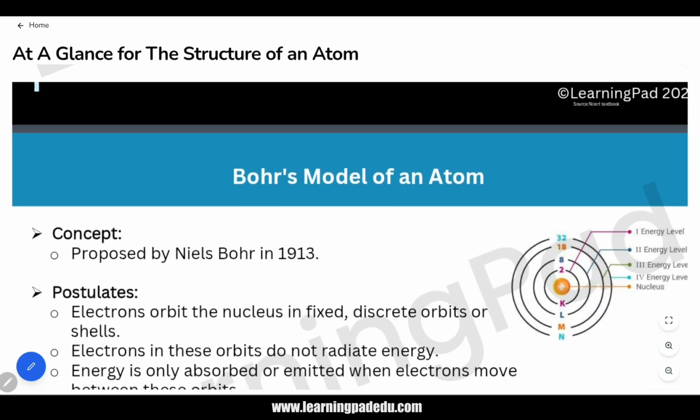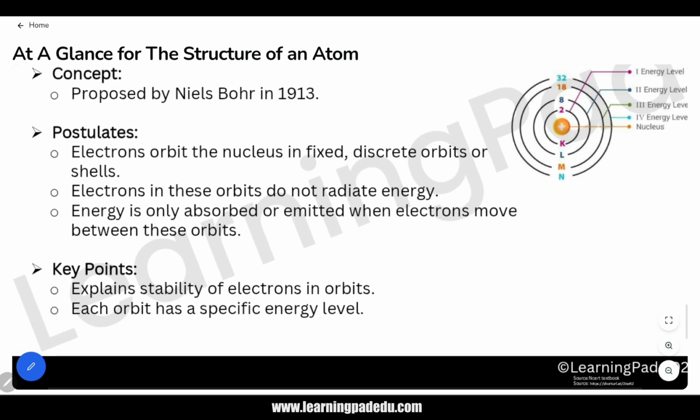The next model which was put forward was Bohr's model of an atom. Bohr's model of an atom was proposed by Niels Bohr in 1913. And what are the postulates of Niels Bohr? Let us see. The postulates of Niels Bohr are: electrons orbit the nucleus, meaning electrons revolve around the nucleus in fixed or discrete orbits or shells.